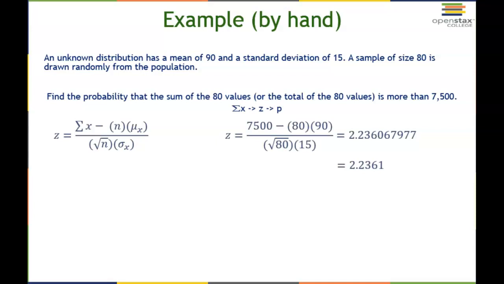Now we're going to go out on the web. We're going to go and find our Z to P calculator, and we're going to plug this value in to see what our P value is. We do want to keep in mind that we're looking for the probability that is more than 7,500.